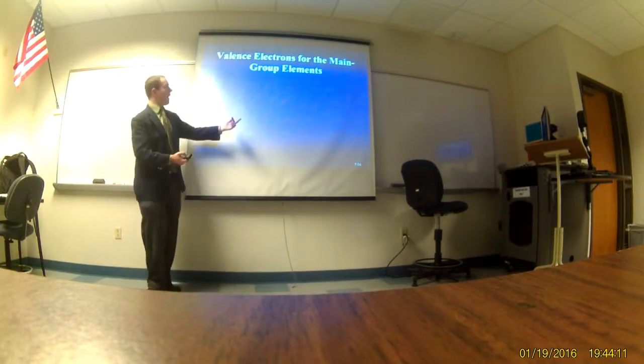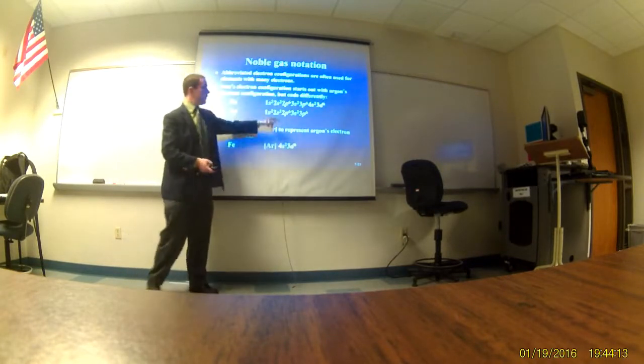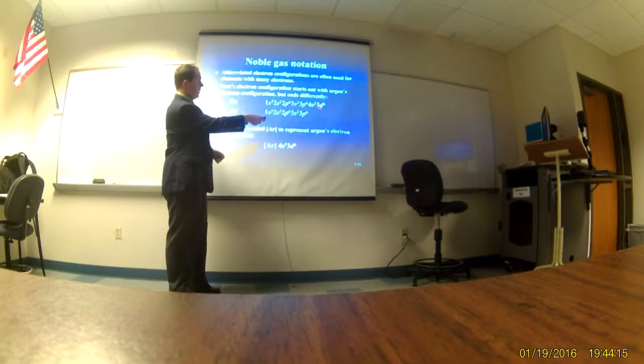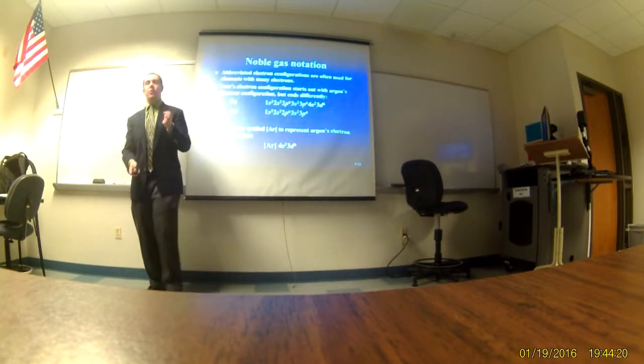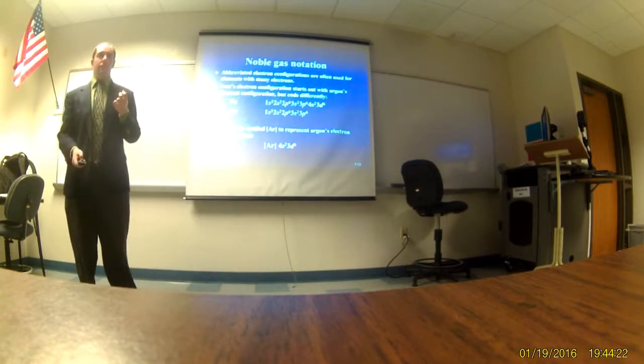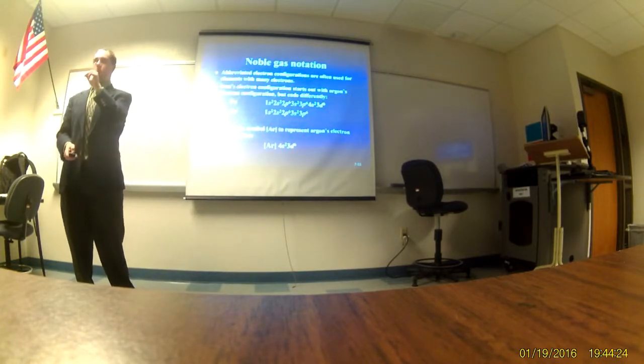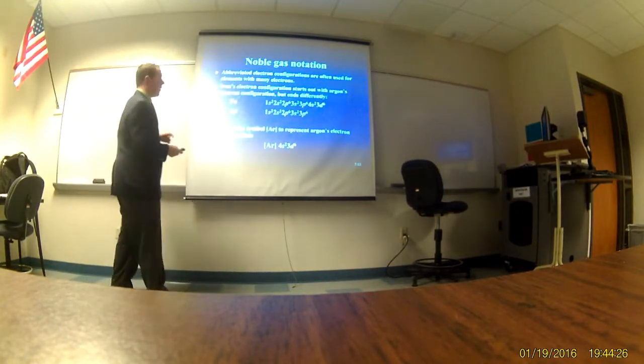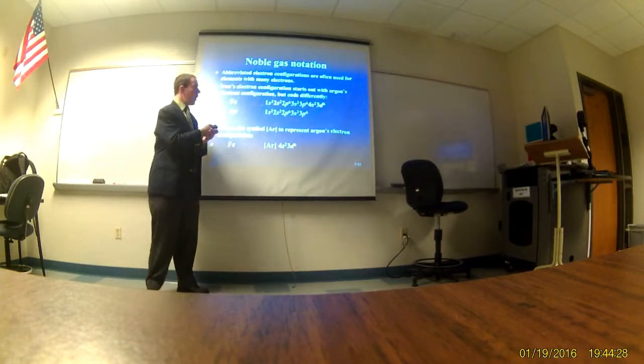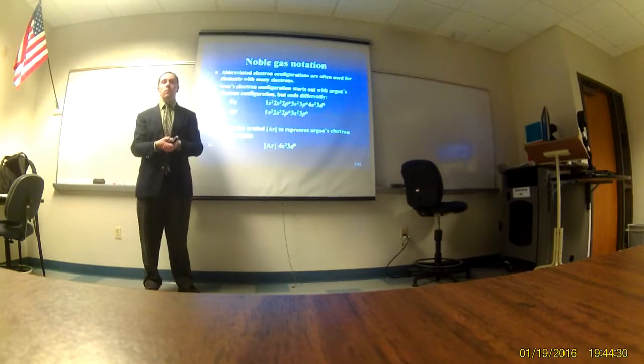So if we go back a slide, we look at iron. Looking through this electron configuration, what is the highest principal energy level that you see? 4. You see a 4. And so you just count how many electrons are in an orbital with a 4.